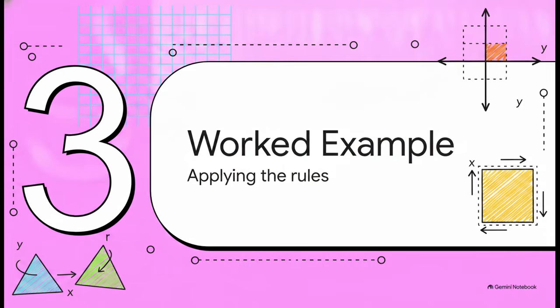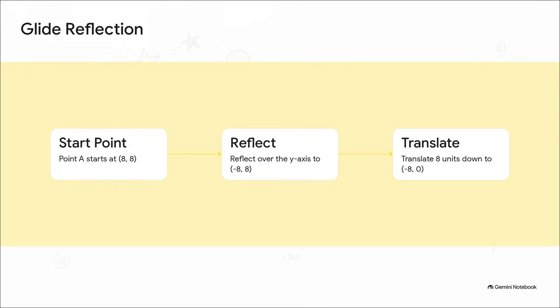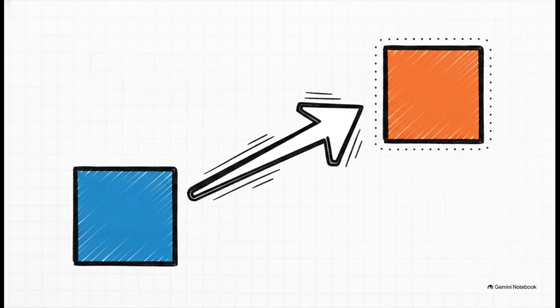Section 3, Worked Example. Let's actually look at the coordinate plane to see how this builds a complete picture. We're going to perform a glide reflection on a triangle, but to keep it simple, let's just trace a single vertex, point A. First, point A starts up at (8, 8). We flip it across the y-axis, which lands it at A prime, (-8, 8). Simple enough, right? Then, we translate that new point 8 units straight down, leaving us at A double prime, (-8, 0).